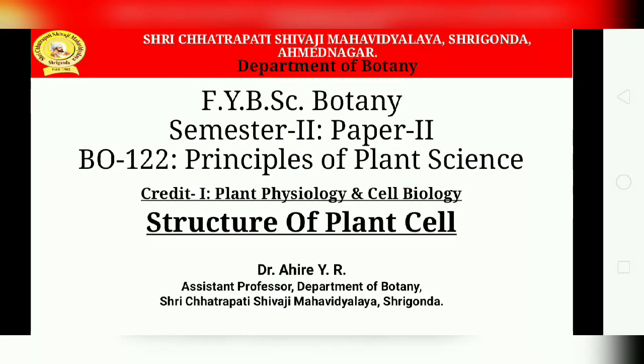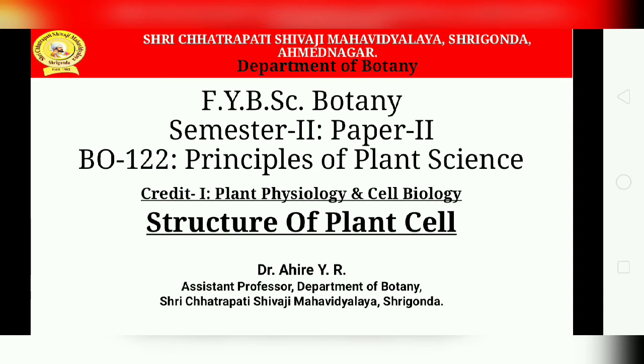So in this first paper of the second semester, we are going to discuss the structure of the plant cell. As we all know, the living world consists of the plant kingdom and the animal kingdom. We can say more than 8 million species are living on this earth. All these living organisms, for example plants, animals or microorganisms, are made up of cells.